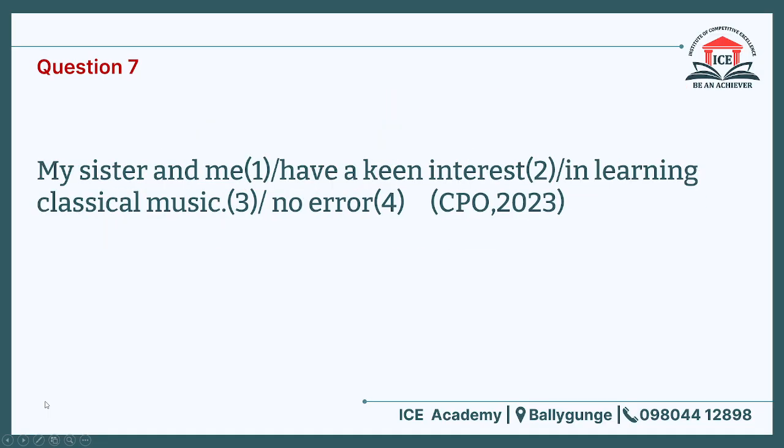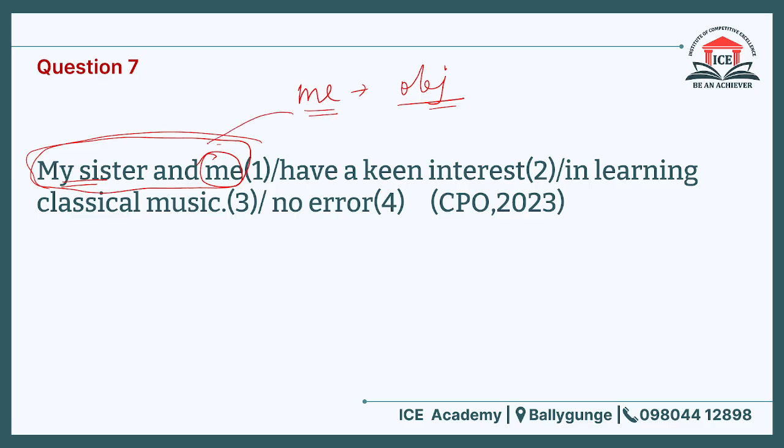Now, next question. Question number 7. This is 2023 CPO. My sister and me have a keen interest in learning classical music. It is very easy. Look at the sentence, the subject of the sentence. My sister and me. This is the subject of the sentence. My sister, there is no problem, but look at here, me. I have already discussed me. That is the objective case pronoun. So the basic concept is you cannot use an objective case pronoun as the subject of the sentence.